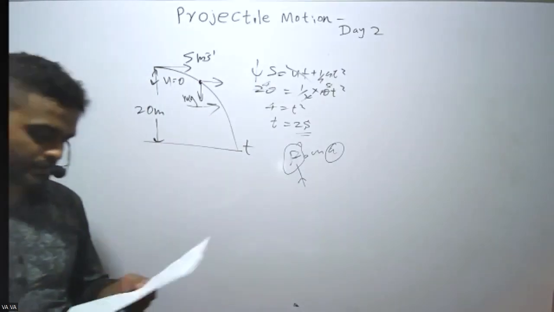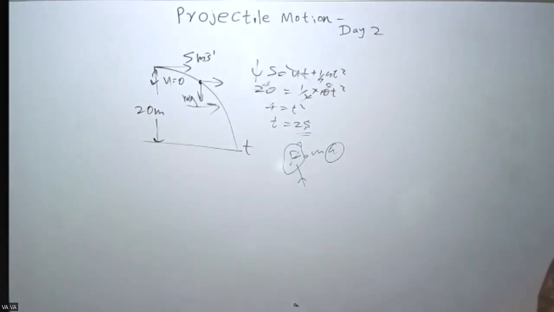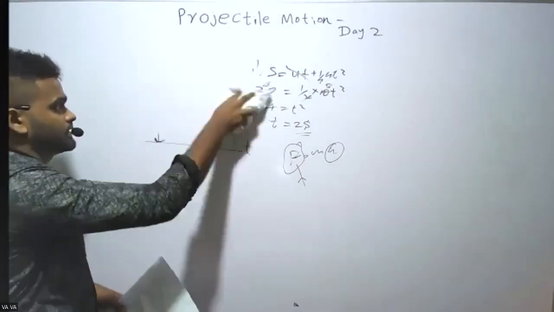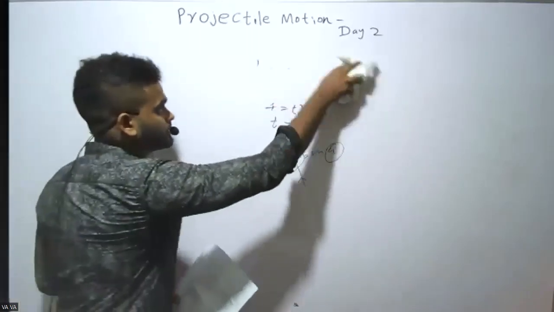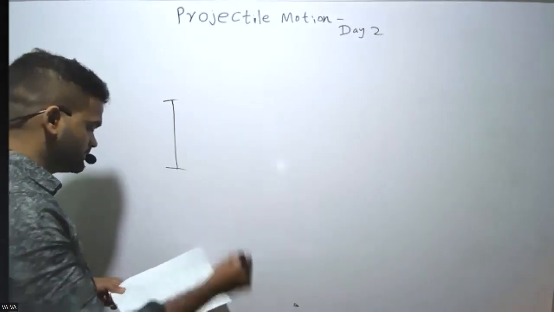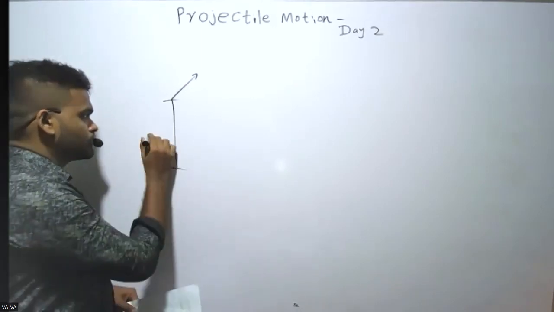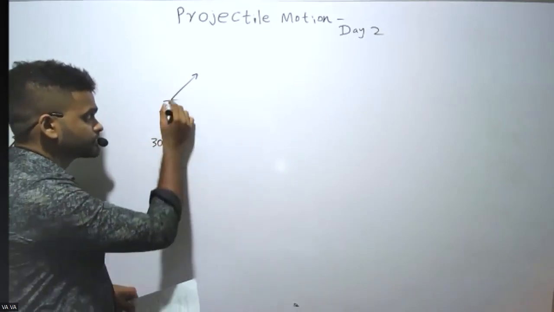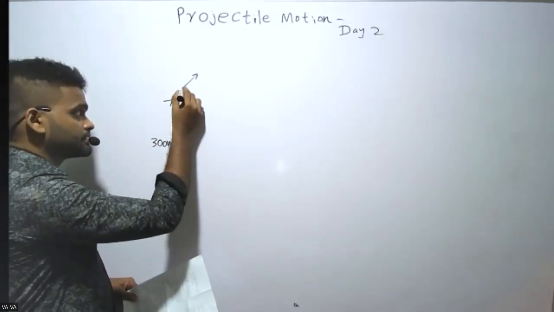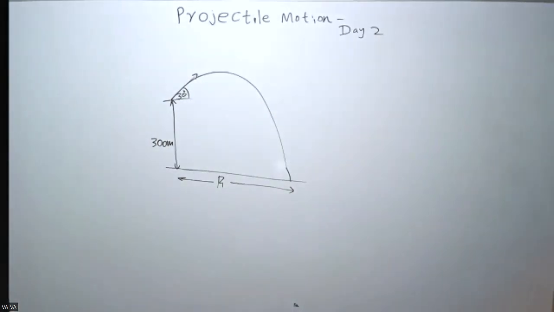Okay. Then try the 19th question. Draw a sketch for that 19th question and send me the answer. Draw a sketch first. So this problem is slightly different. From a height of 300 meters, 30 degrees. So this is what happens. What they ask is capital R.